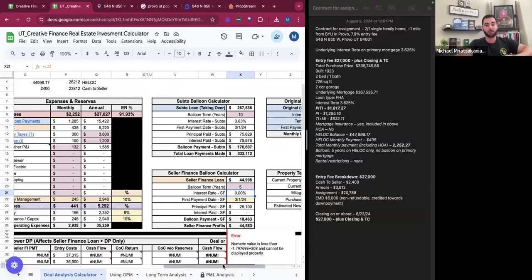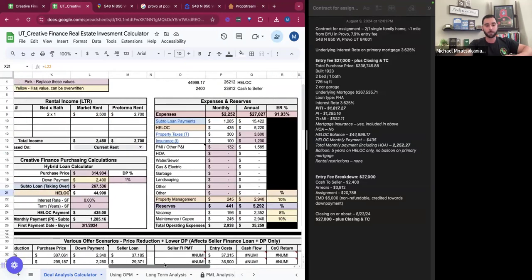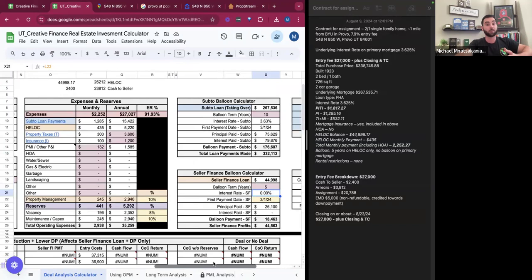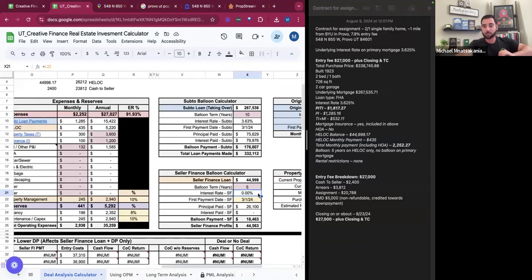So you're really not going to pay off a large amount of that HELOC over that time. And it might just be interest only payments. That's why it's probably so low. But let's move on from that.